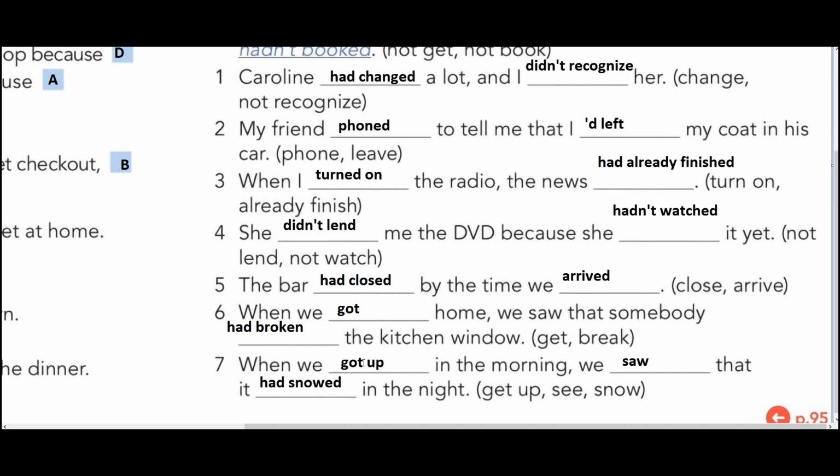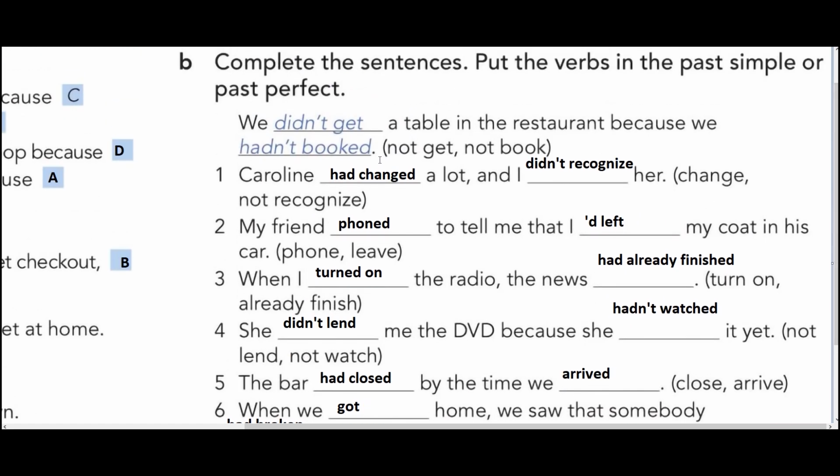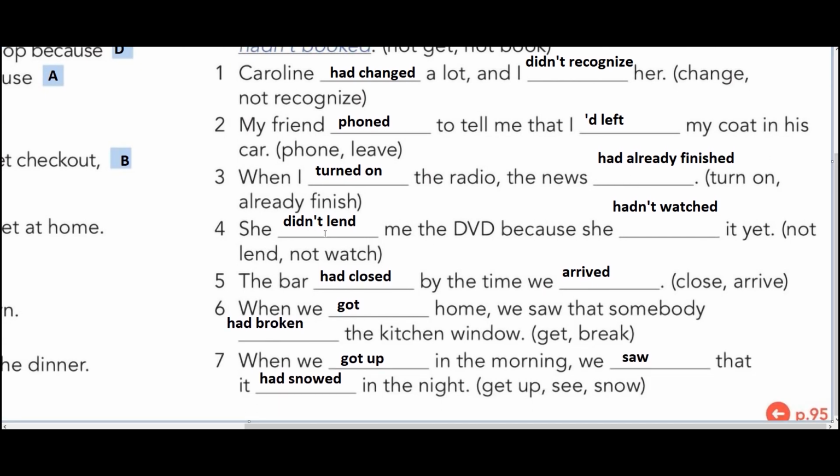When we have just a sequence of actions like first, second, third, we just use the past simple. But when we want to show that something had happened first or before the other actions, we use the past perfect. So let's read just answer keys in B. We didn't get a table in the restaurant because we hadn't booked. Caroline had changed a lot and I didn't recognize her. My friend phoned to tell me that I'd left my coat in his car. When I turned on the radio, the news had already finished. She didn't lend me the DVD because she hadn't watched it yet.